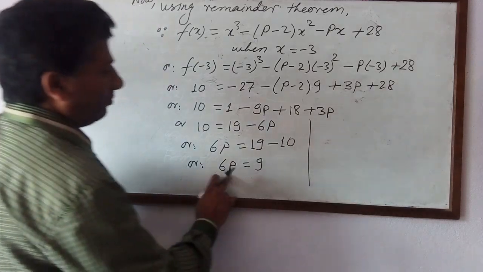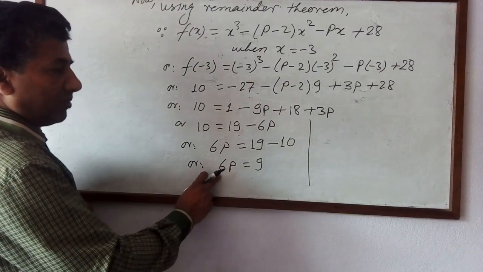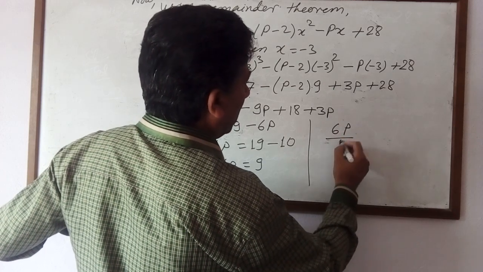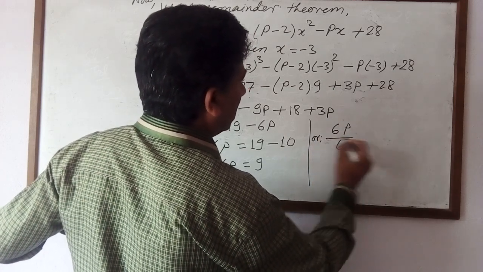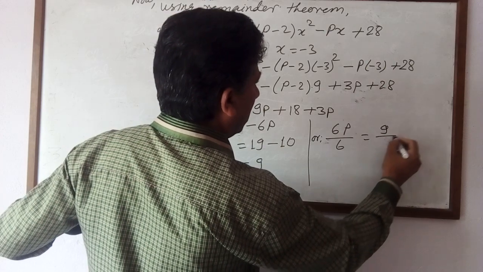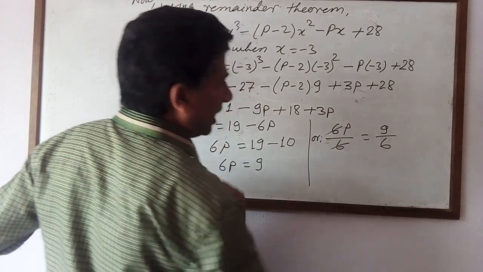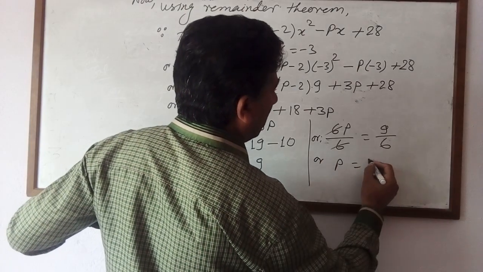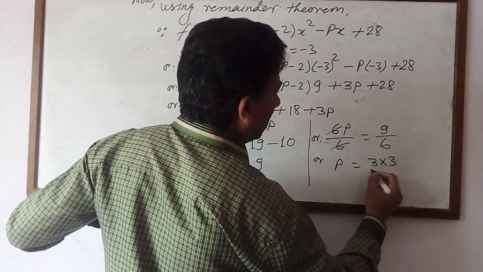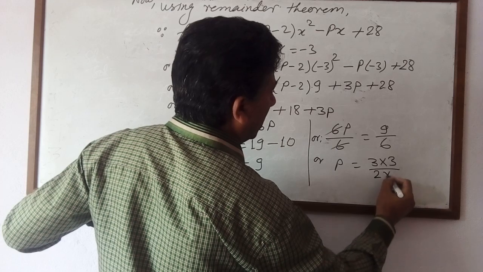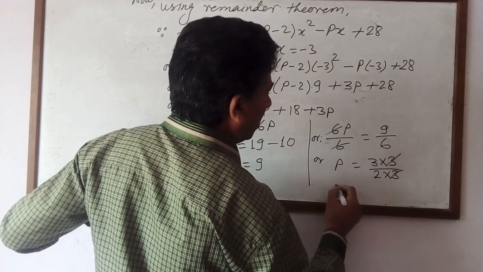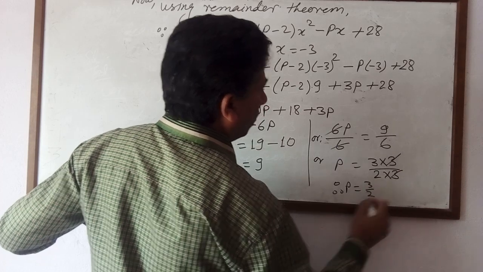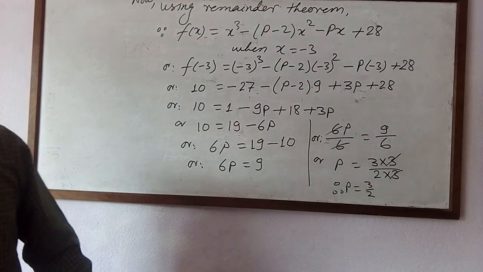Now we have to find the value of p. We have to remove this 6 from here, so we divide both sides by 6. 9 by 6: the 6 and 6 on this side cancel, so p equals 9 by 6. This 9 means 3 times 3, and this 6 means 2 times 3. The 3 cancels. Therefore p equals 3 by 2. Now we found the value of p.